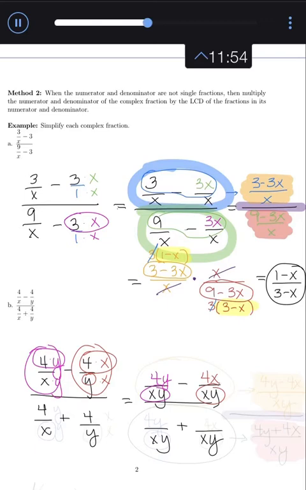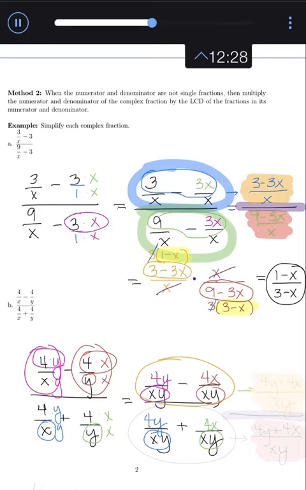Well, we need to do the same thing on the bottom. Looking at the first fraction on the bottom, we have an x. We need an xy, so we'll multiply the top and the bottom by a y. That gives us a 4y on top. And on the second fraction, again, we need an xy. We have a y, so we need to multiply the top and the bottom by an x, which gives us a 4x on top. So now on top, we do have a common denominator.